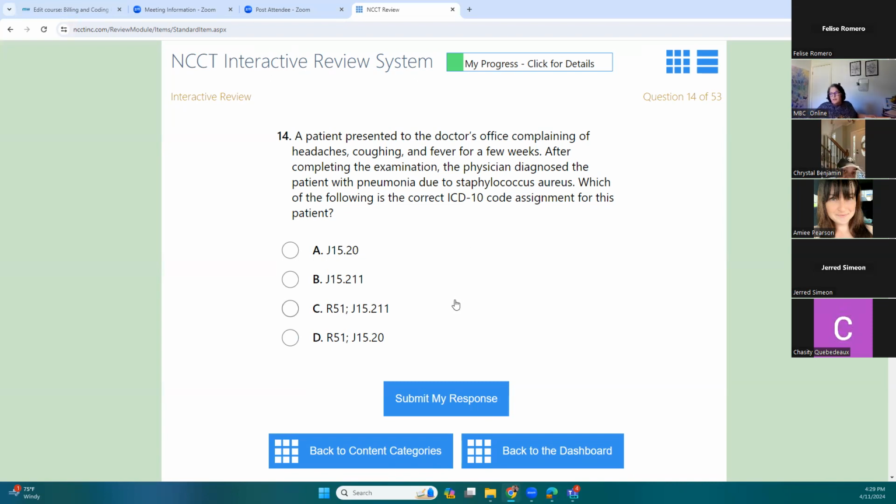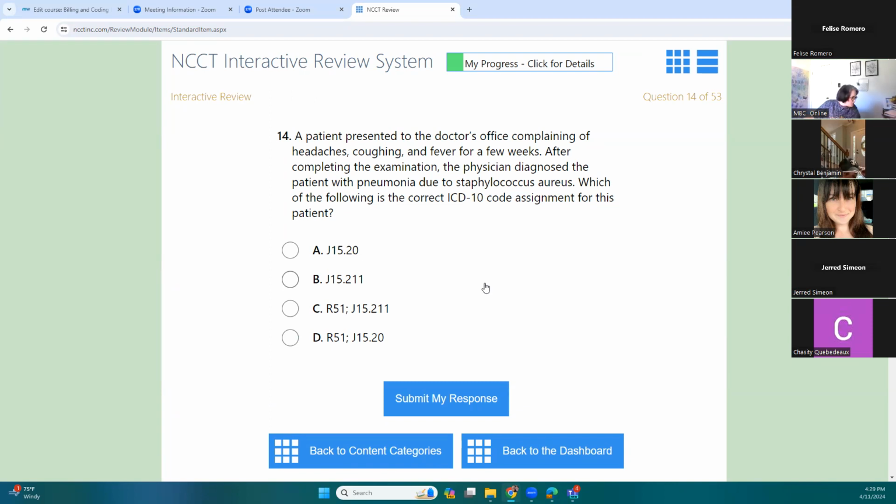So this should be, I don't want to say easy, but R51 has a red dot beside it. So you can't even use R51 as a code. So C and D are completely out. So Miss Crystal, what do you think? I think it's A. What do you guys think? Do we agree?